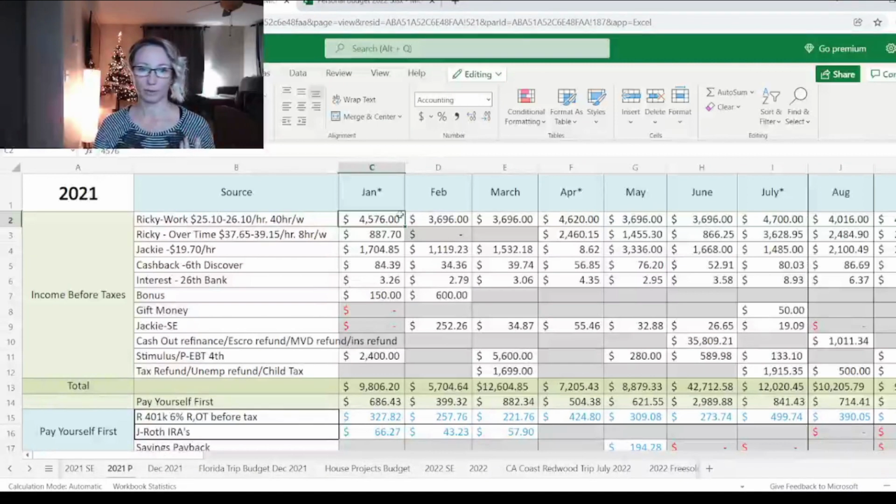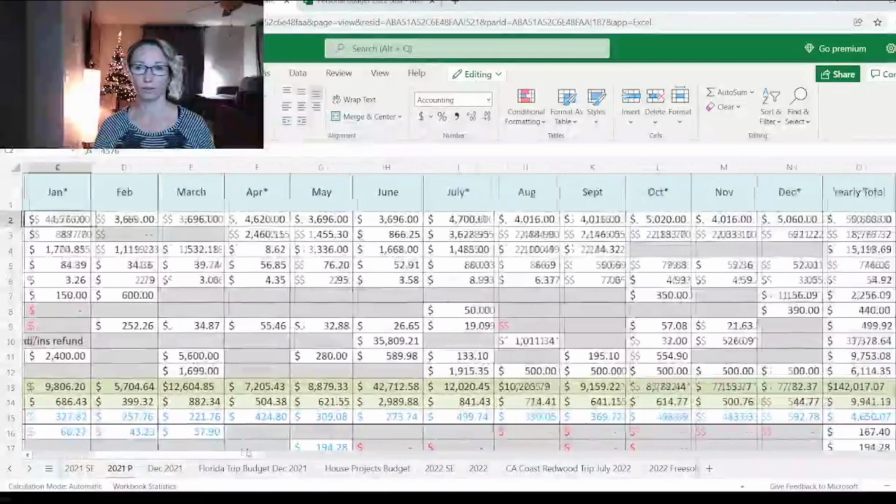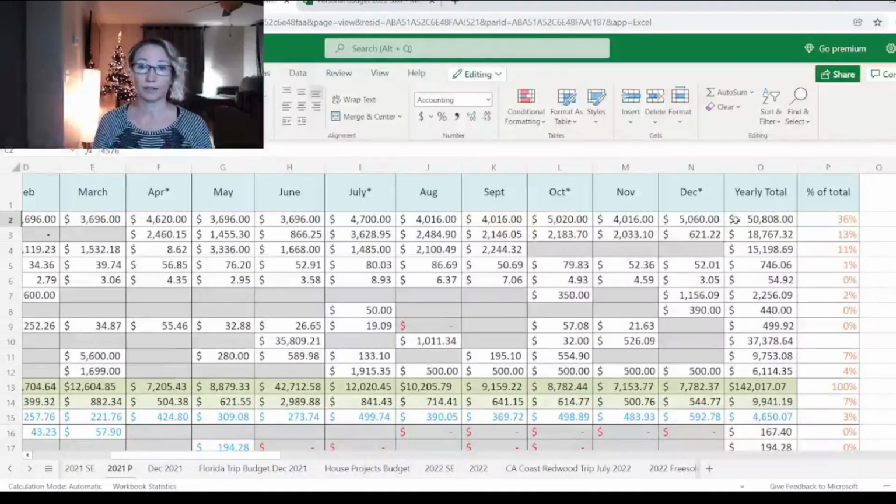So you guys have probably already had a chance to take a look at the numbers here. I'm just going to scroll over to the side. We'll take a look at the final numbers. So Ricky had about $50,800 worth of regular pay, about $18,700 worth of overtime, and then between my unemployment and working, I had about $15,000 coming in.